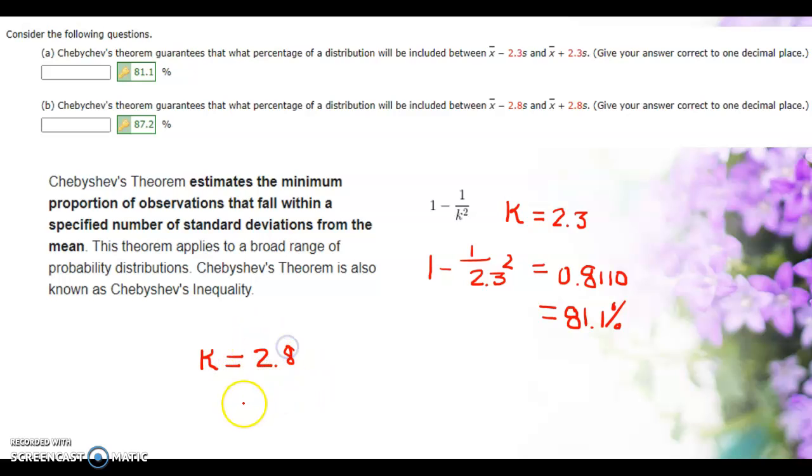standard deviations. So K is 2.8. And when we do 1 minus 1 over 2.8 squared, and convert our answer to a decimal, or to a percent, we get about 87.2%.